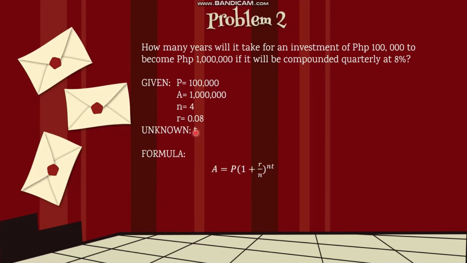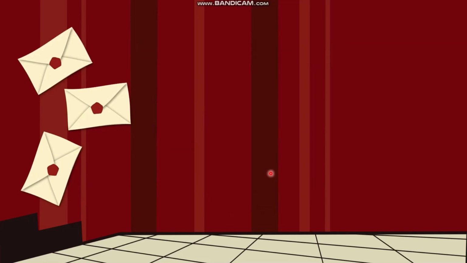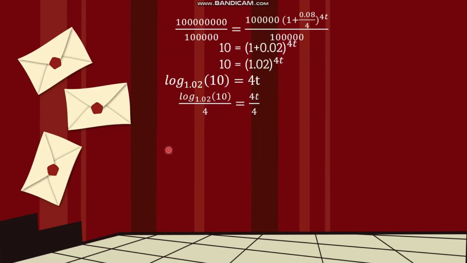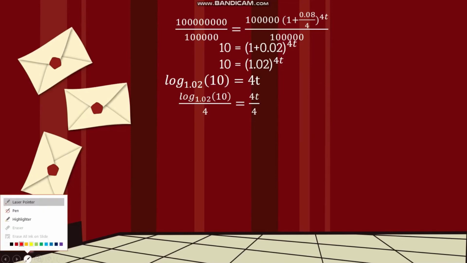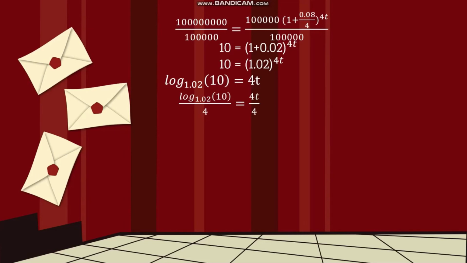So the formula in finding the compound interest is A, the final amount, is equal to P times (1 plus R over N) to the power of N times T. We will now proceed to the substitution of the values. Next thing that we did is to put this as 100,000 times open parenthesis 1 plus 0.08 over 4 to the power of 40.